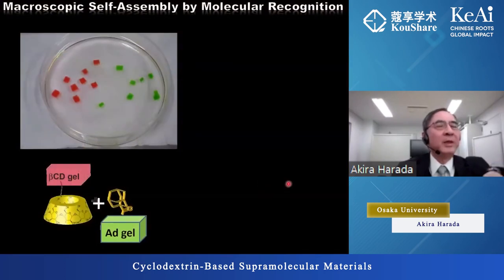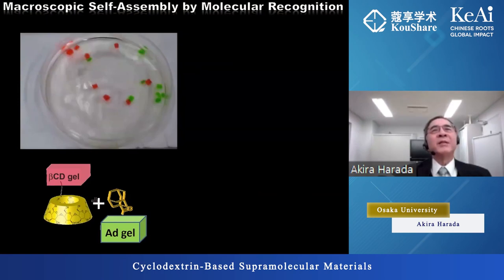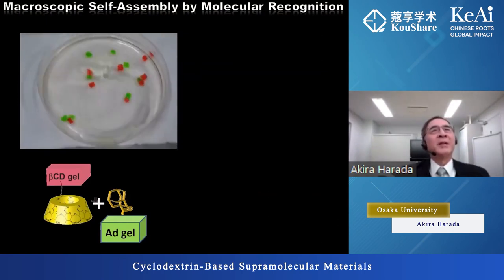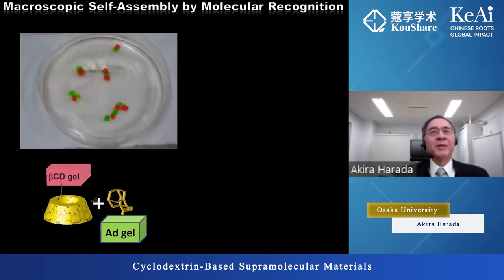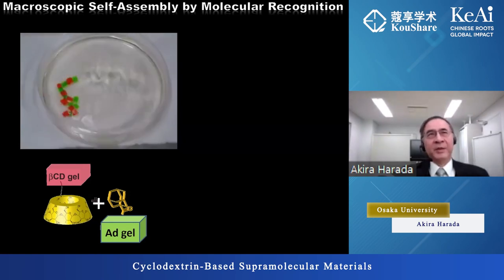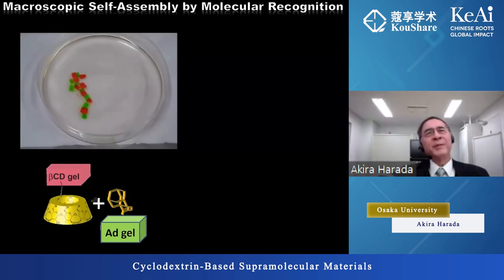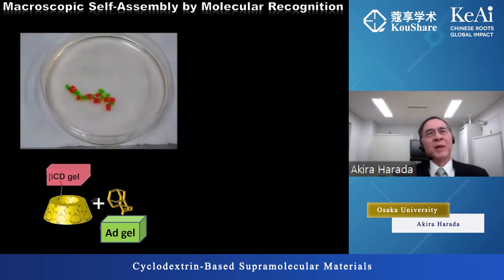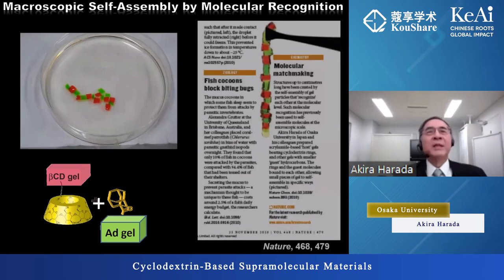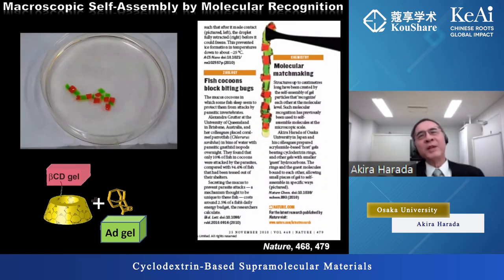When pieces of beta cyclodextrin gel and adamantane gel are mixed and shaken in water, they stick to each other to form assemblies. They form dimers, trimers, hexamers, and finally a single assembly. When we take a closer look at this assembly, pieces of beta cyclodextrin gel stick only to the adamantane gel, the green one. These observations indicate that molecular recognition plays an important role not only on the molecular level, but also on the macroscopic level. When the gel assembly was picked up with tweezers, it formed a line with an alternating host, guest pattern: green, red, green, red. This was highlighted in Nature some years ago as molecular matchmaking.